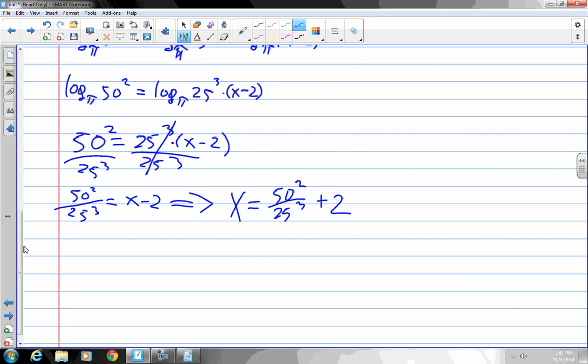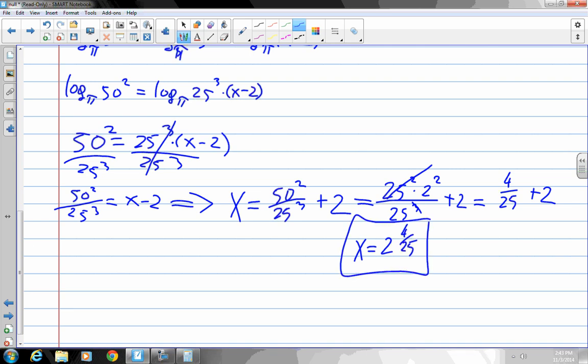Right? I should reduce that fraction. That's definitely something that we can reduce. The way I would reduce that, I would actually split 50 squared into 25 squared times 2 squared. That's 50 squared over 25 cubed. So I can cancel that and that. So that is 4 25ths plus 2. So x is 2 and 4 25ths. And that looks like it's in the domain, right? That minus 2 is still positive, so we're good.